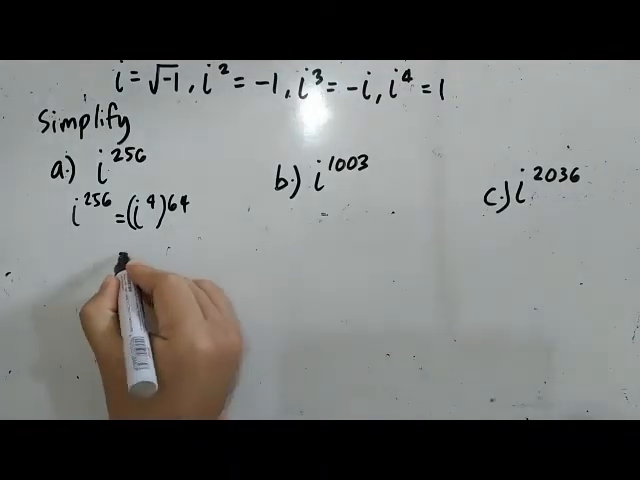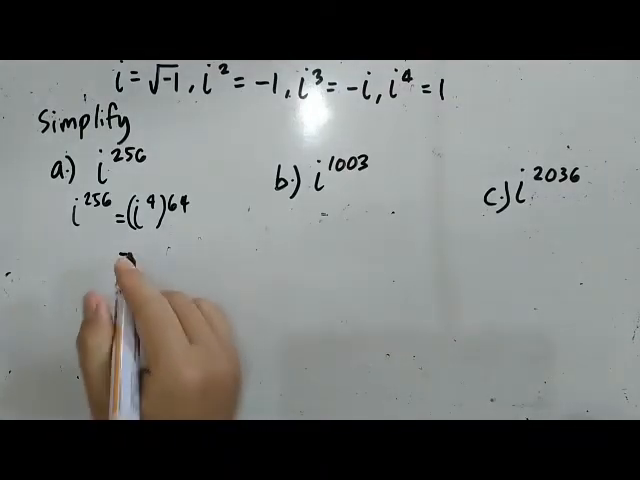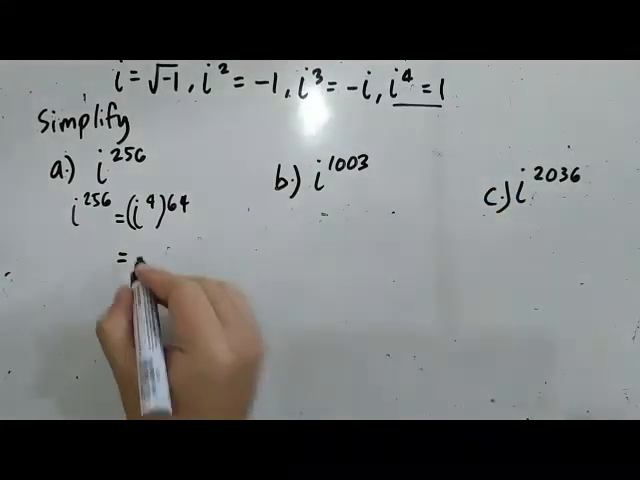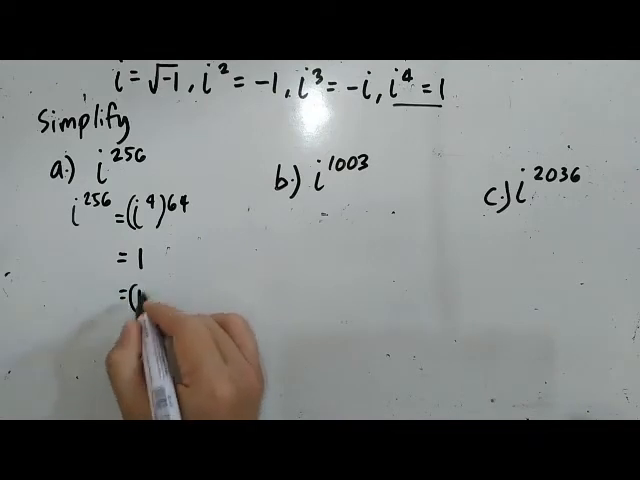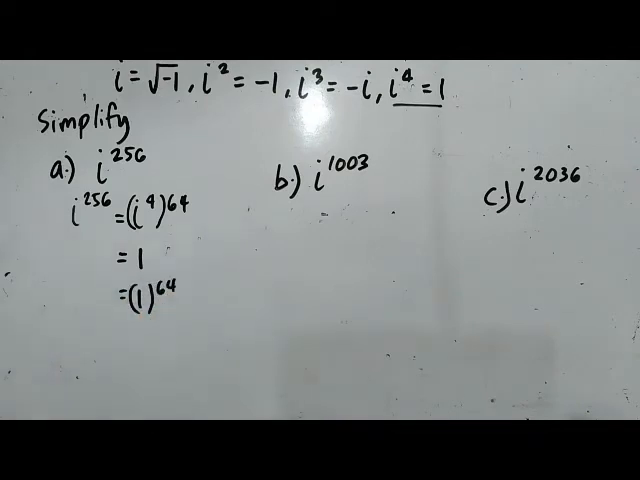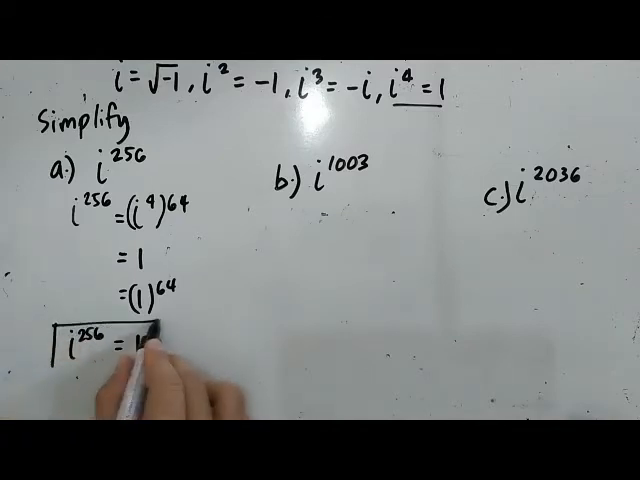What is I to the power of 4? I to the power of 4, kung nandun ta di sa babaw, it is equal to 1. So, ang 1, i-raise ta sa power of 64. And we know that 1 raised to any power is equal to 1. Therefore, I to the 256 is simply equal to 1.